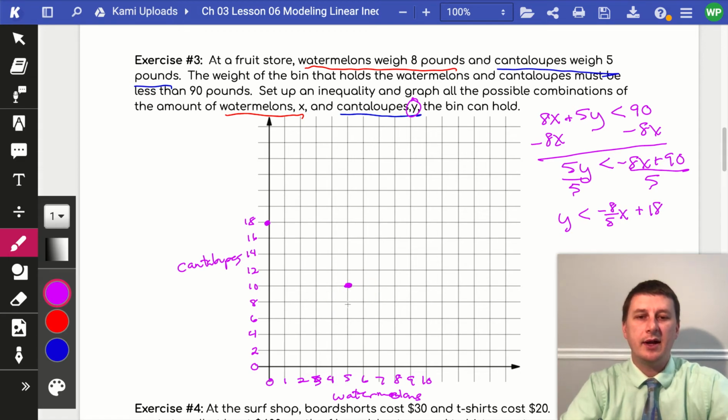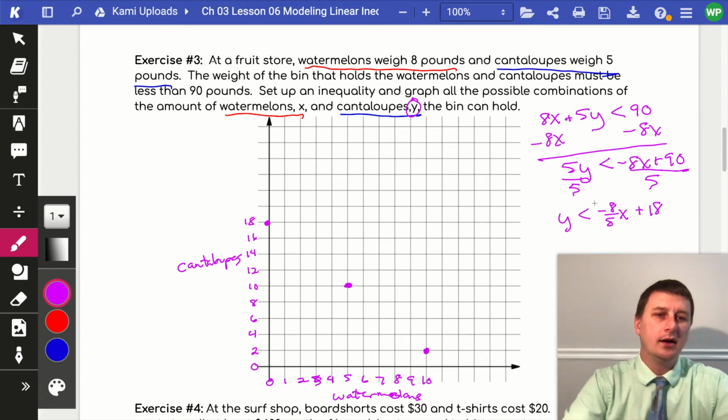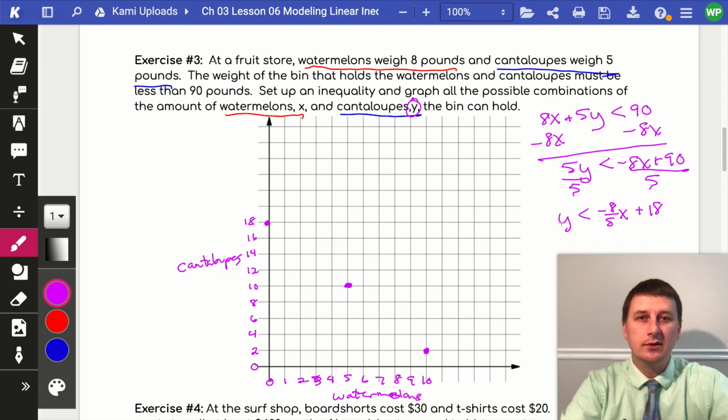And then we're going to go down 8 more. So 2, 4, 6, 8, and over 1, 2, 3, 4, 5. And again, there's our 3 points that fit on the coordinate plane that we graphed here. And we want to connect those with a, it's not equal to, so we connect those with a dashed line. So make sure that the line that you're connecting your points with is dashed, not solid.